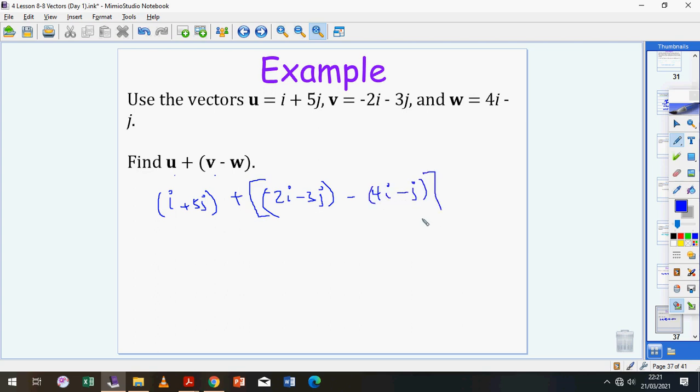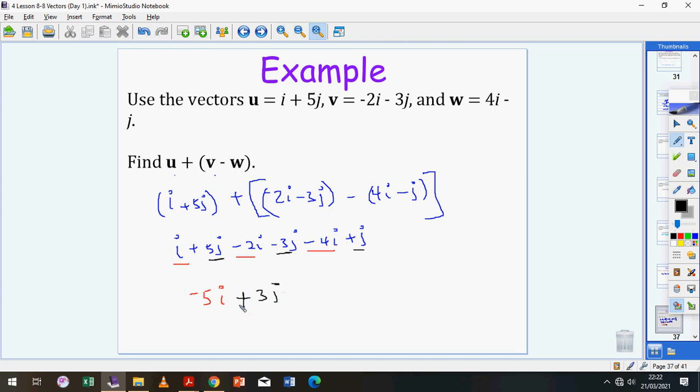So just simplifying this, I'll have i plus 5j, I'm going to take out the brackets, minus 2i minus 3j minus 4i plus j. I'll look for all the i's and add them together, and all the j's and add them together. I, negative 2i, negative 4i, so I have a total of negative 5i. And then I have j, 5j, negative 3j, positive j. So I end up with a total of positive 3j.